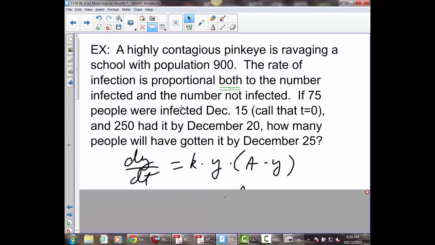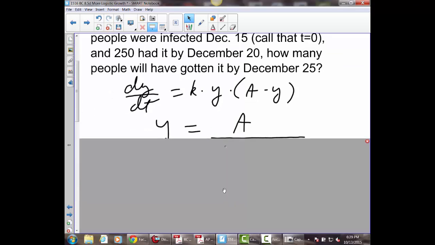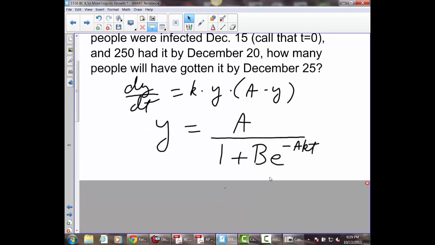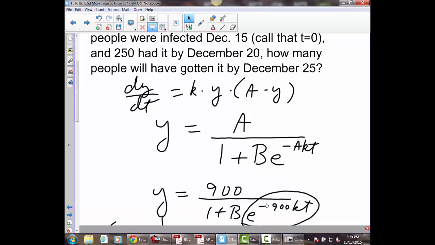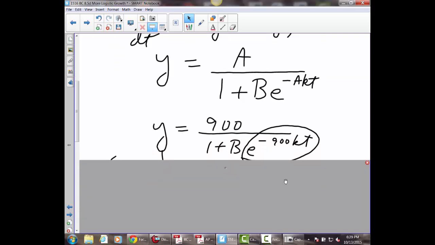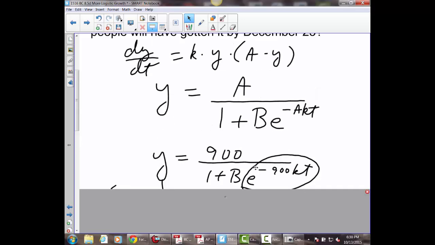Okay, so because it says that the rate of infection, so that's your derivative, dy dt, is proportional to, equals k times both the number of people infected, which is y, and the number of people not infected, which is A minus Y, and of course our A is our maximum population, which is 900. Now we know that this equation becomes this equation when you solve the differential equation, and we know that A is 900. So you'll notice the object of the game is to come up with an equation in Y and T, so I have to find B and I have to find K.